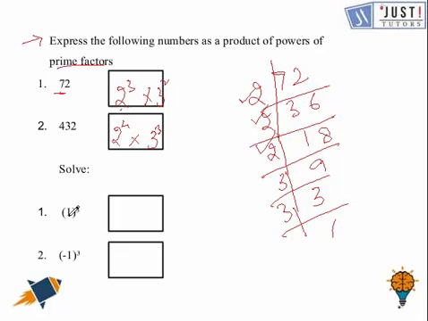And in the next question, we need to find out 1 to the power 3. That means 1 times 1 times 1. So the answer is 1 here. But here, it is minus 1 to the power 3. That means minus 1 times minus 1 times minus 1. So minus 1 times minus 1 gives us 1. 1 times minus 1 is minus 1 again. So the answer is minus 1.